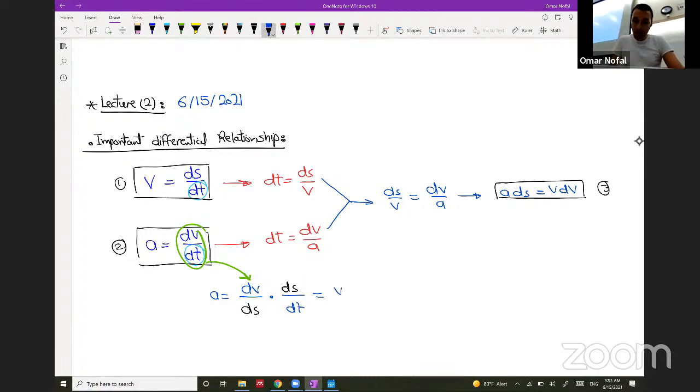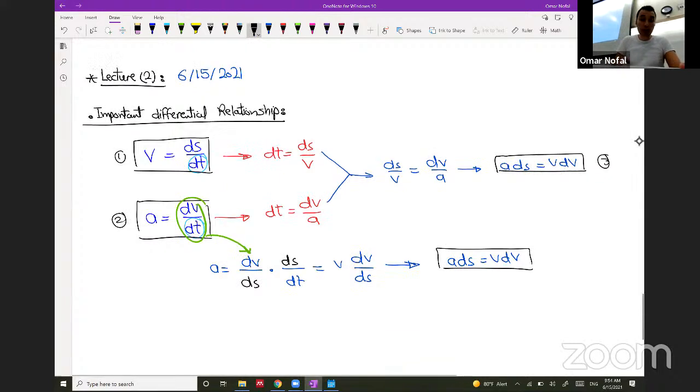So you will have v here, and here you will have dv ds, and you will end up with a ds will be equal to v dv, which is the same one here. So both of them should give you the same thing. So this is the important three differential relationship.